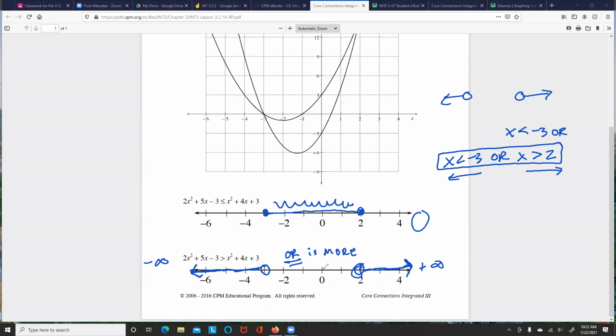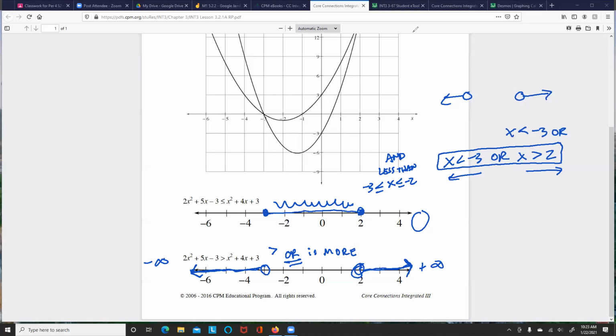When do you use or? When are they going to go in opposite directions? When it's greater than. Or is more. So we had x is greater than -3, or x is greater than 2. That's only going to happen when you have greater than. When you have less than, you're going to have a compound inequality, x is greater than -3 and less than 2. That's for less than problems. We use the conjunction and for that, and this is an or problem, a disjunction. They go in opposite directions.